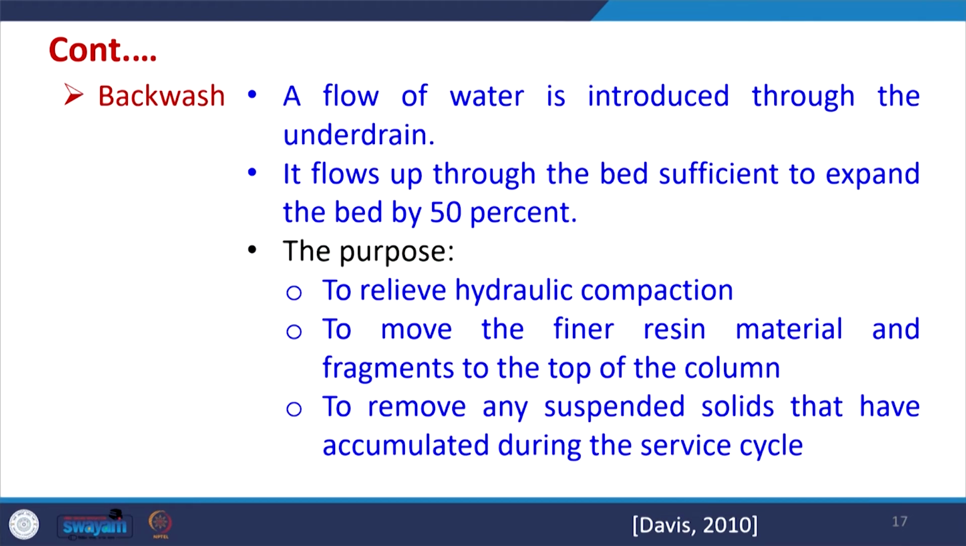Now, going further, in the backwashing condition, when regeneration has to be done, a flow of water is introduced through the underdrain and it flows up through the bed sufficient to expand the bed by 50%. The purpose is to relieve the hydraulic compaction which may happen when the flow is from top to bottom, and to move the finer resin materials and fragments to the top of the column. So, this is another purpose. Then it also removes any suspended solids that may have accumulated during the service cycle.